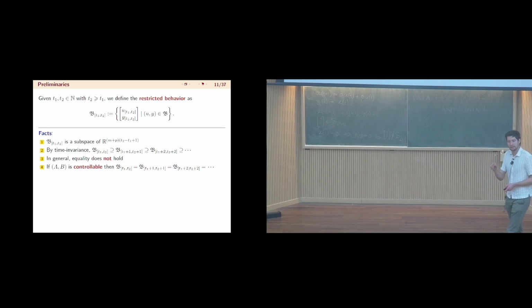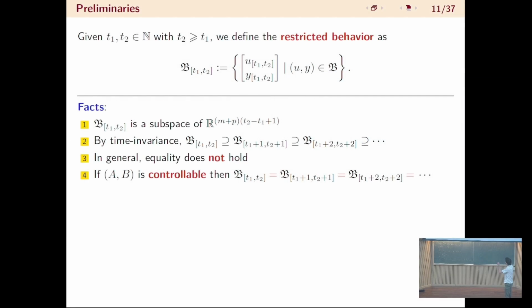One can even weaken that assumption of controllability a bit more. It turns out that no controllability is even enough to prove that. But in any case, in the remainder of the lecture, we're going to work with controllable systems. And then just remember that in those cases, all of these restricted behaviors are the same. Okay, good. Any other questions about this? No? Okay, let's continue then.